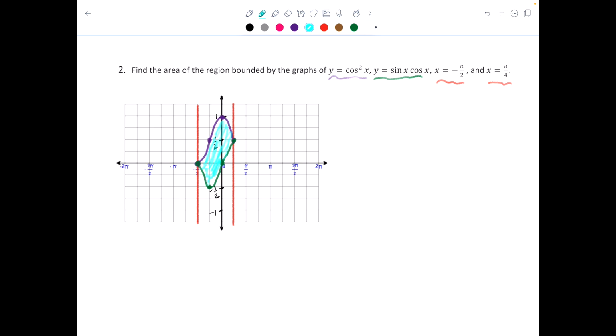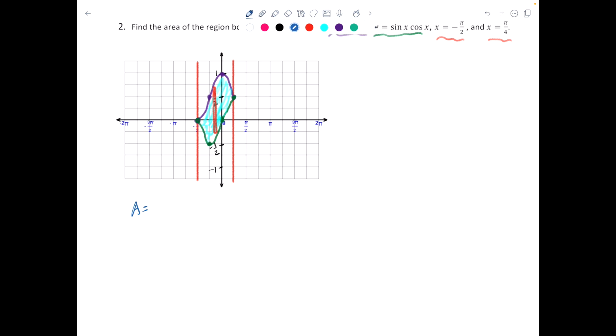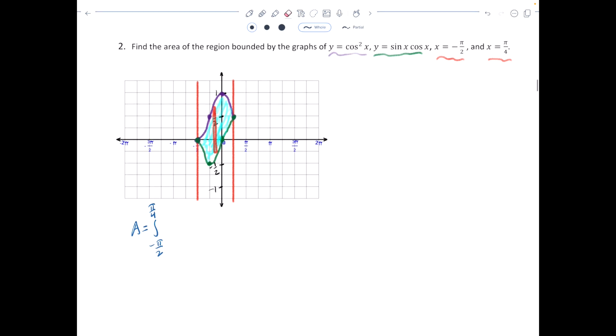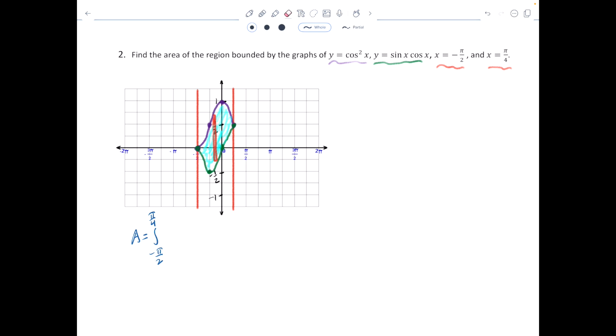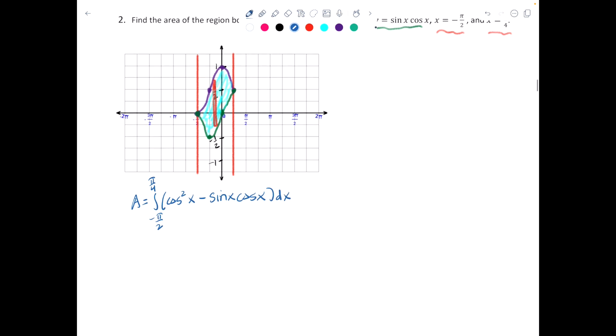Cool, cool. And everything's in terms of x, so our representative rectangle, you can draw it anywhere, remember, it'll look something like that. Groovy? Okay, so now let's find our area. So the area will be equal to the integral from negative pi over 2 to pi over 4. The topmost graph is the purple one, and that one is cosine squared at x. And we'll subtract from that sine at x times cosine at x. And that's all being integrated with respect to x.